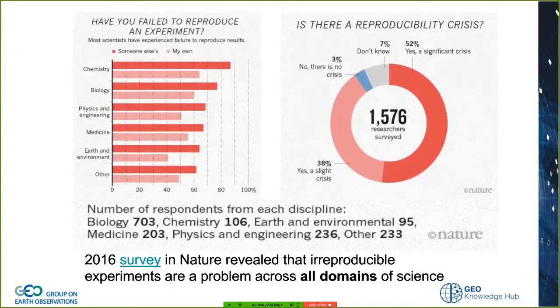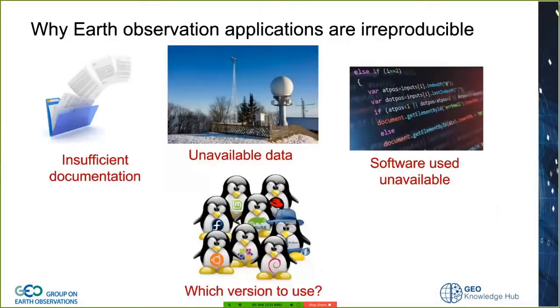And then we see a similar conclusion here over on the right-hand side in this circle chart, in which 52% of the scientists surveyed said that, yes, there is a significant crisis in terms of research being reproducible. And then 38% said that there was a slight crisis. So you have roughly about 90% of the research that's been done is deemed to be not reproducible. So this was the starting point for the GEO Knowledge Hub. We wanted to take those applications that are being developed in the work program and find a way to make them reproducible so that they are applicable at broader scales.